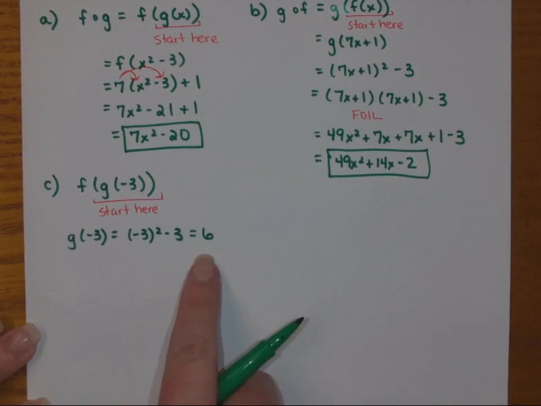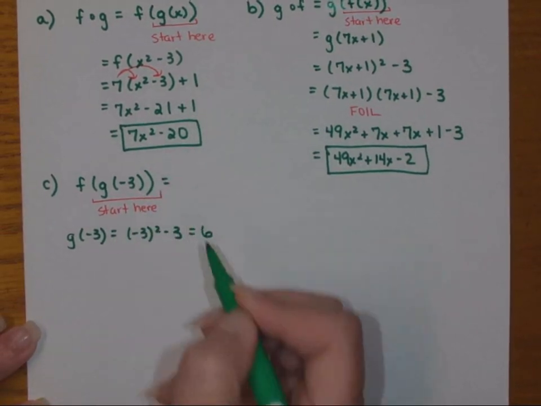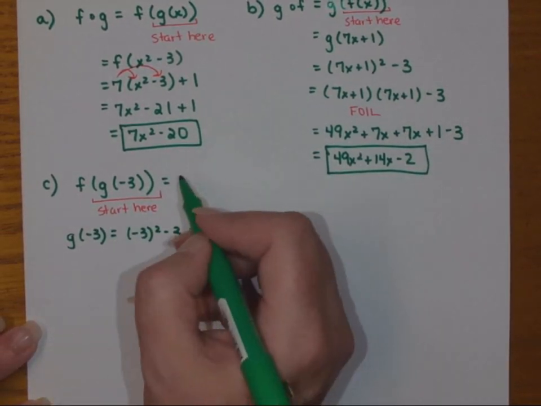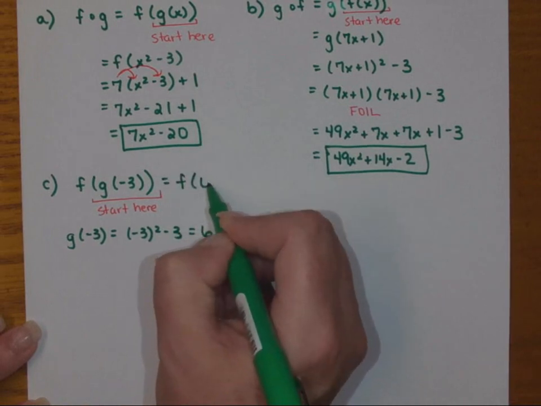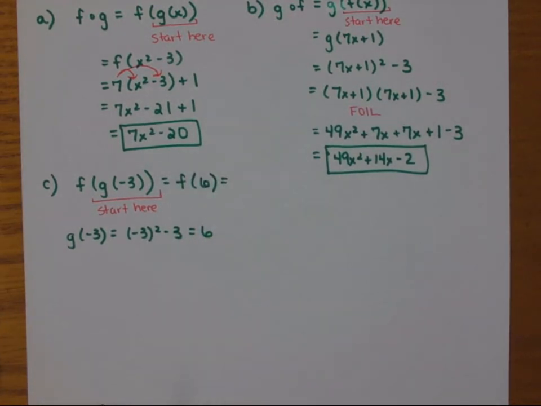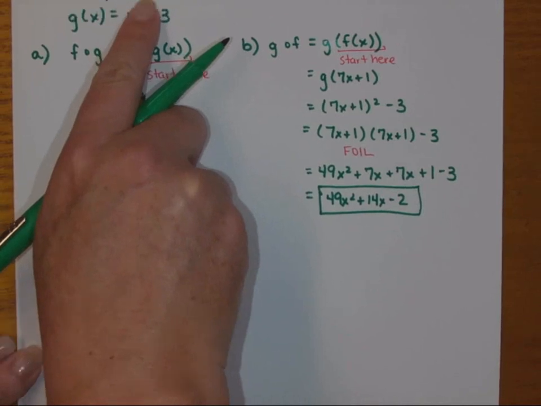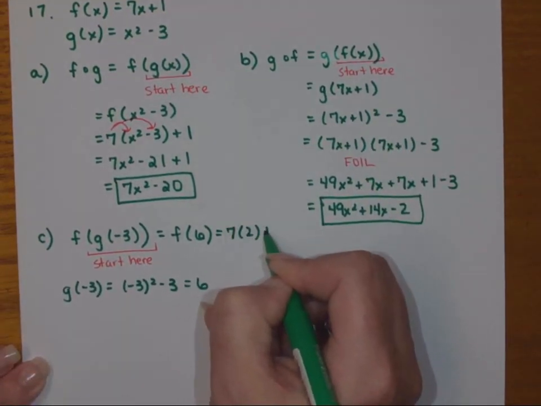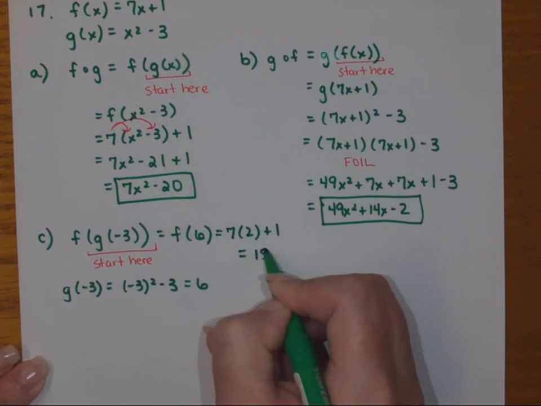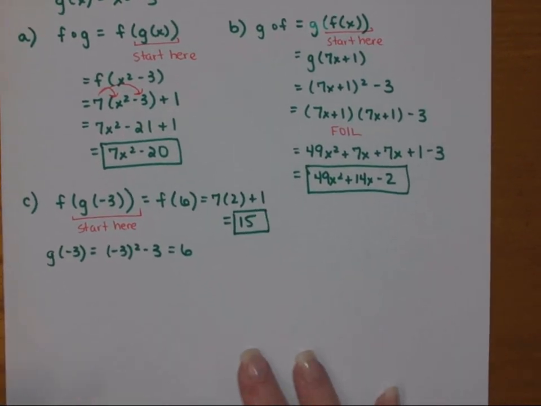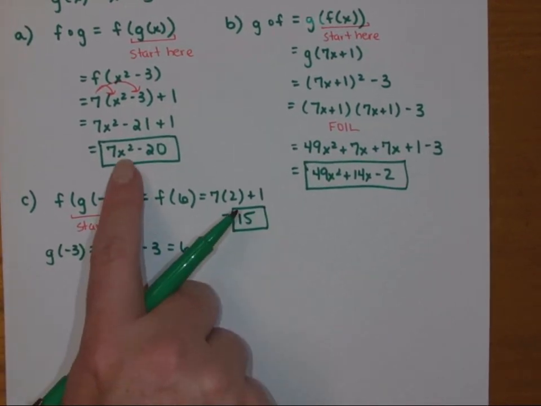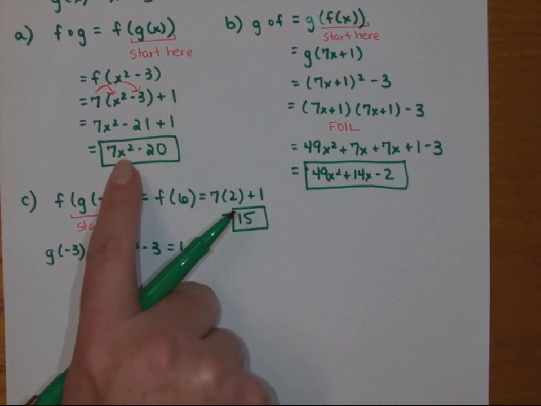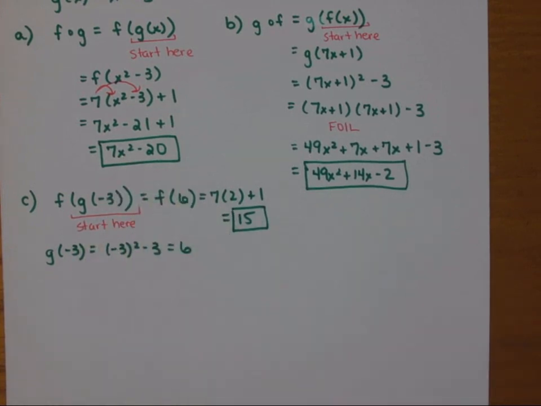But then that's not my answer. That's just what plugs in here, right? So g of negative 3 was 6. So now I'm just finding f of 6. And now, of course, that just means plug 6 into this equation, right? So that would be 7 times 2 plus 1, or 15. Notice that if you wanted to, you could have just plugged negative 3 in here, and you would have gotten the same answer.